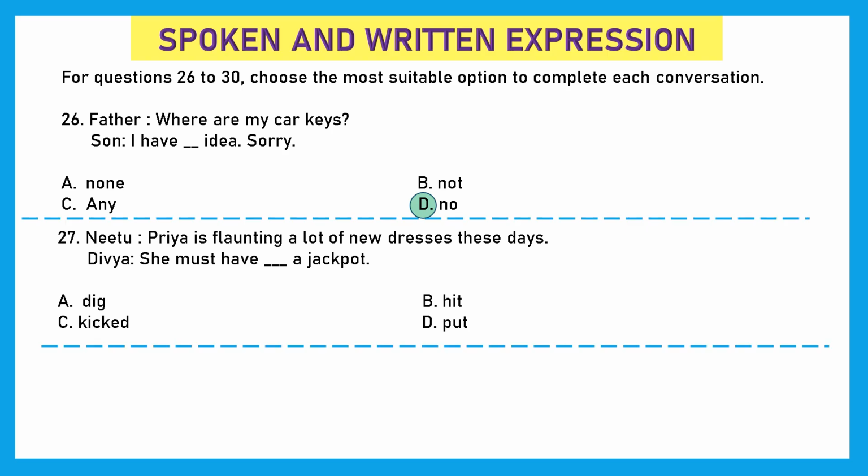Question 27. Neetu, Priya is flaunting a lot of new dresses these days. Divya, she must have dash a jackpot. And with this phrase we use she must have hit a jackpot. Option B is the right answer.